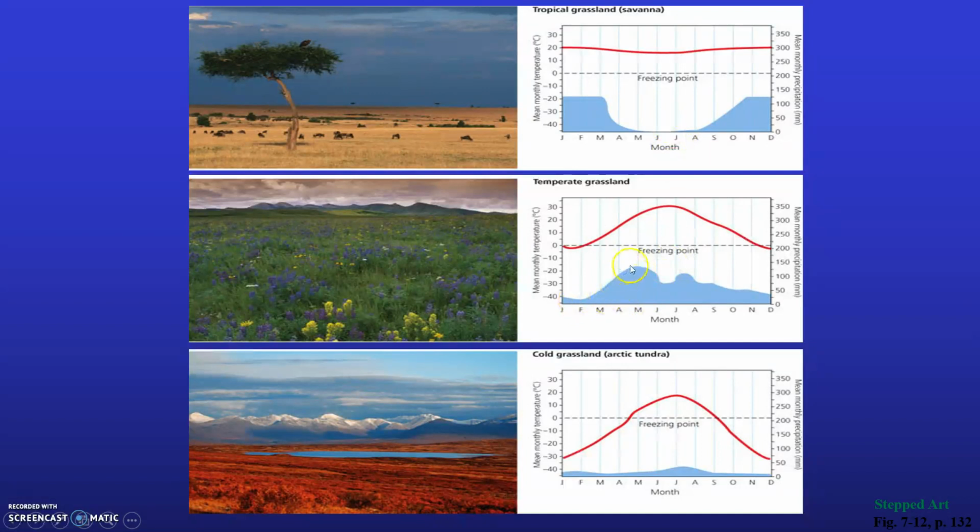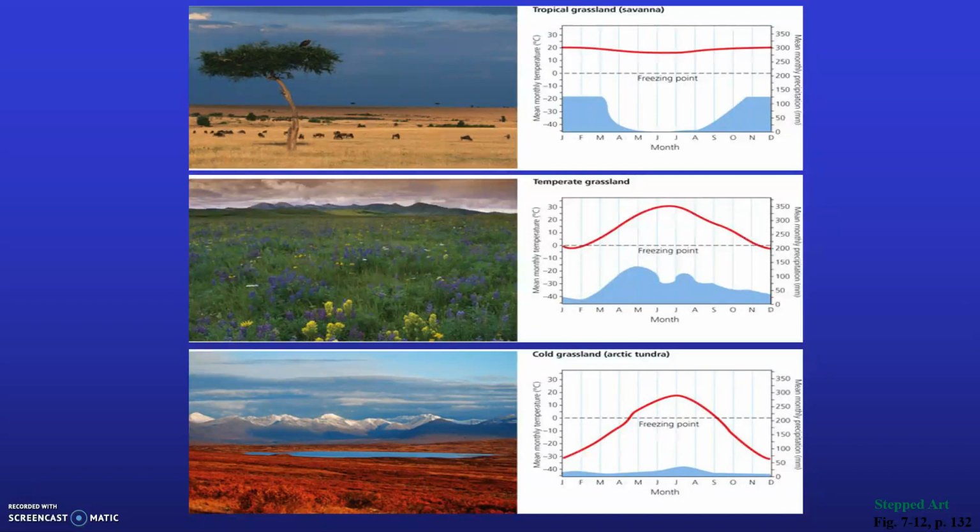The temperate grassland receives more rainfall and goes up and down over the summer months and trails off during the winter. And then the cold grassland, out of all three of these, receives the least amount of rainfall. The pictures that are shown depict different types of grasslands, and the top one being the tropical savanna, that is located in Masai Mara National Park in Kenya, Africa, and there's wildebeest grazing there in that picture.